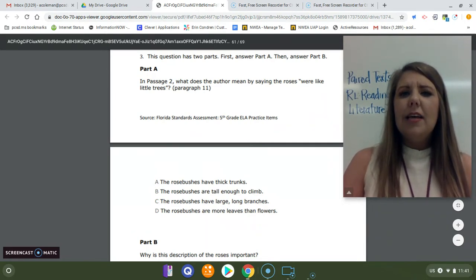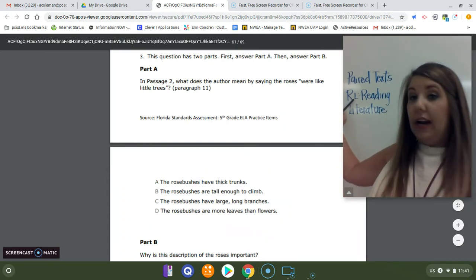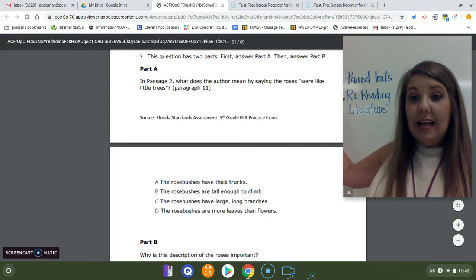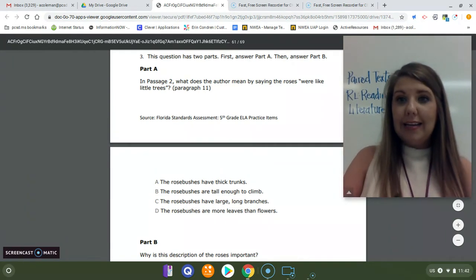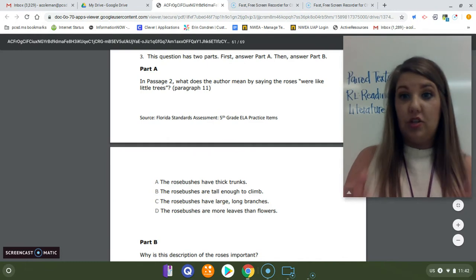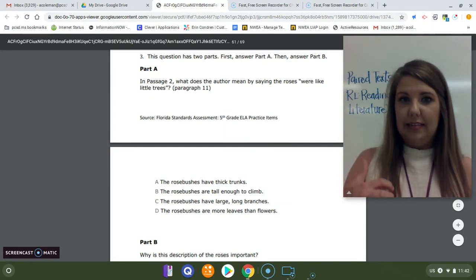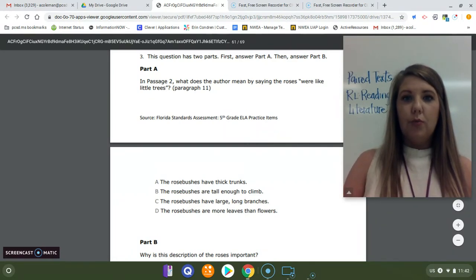So it says roses were like little trees. Well, we know, according to our 4th standard, RL 5.4, figurative language, that is a simile. Roses were like little trees. So we want to know, what does the author mean when he says that? It's not enough to just know that it's a simile. We know it's a simile. We learned that a long time ago. We need to know the meaning of that simile. The roses were like little trees.